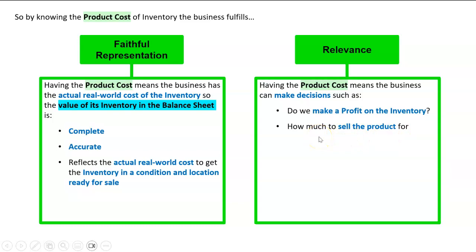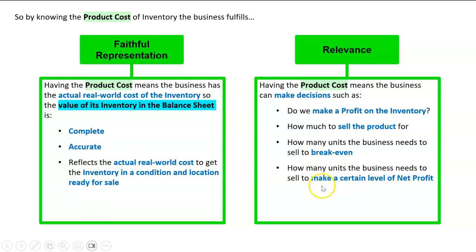But there's a whole bunch of other decisions that we can make based on knowing the product cost, such as how many units do we need to sell to break even? How many units do we need to sell to make a certain level of profit? Are we selling the right products? And are we buying from the right suppliers? And we can only answer all of these questions and make really good decisions if we have the product cost.